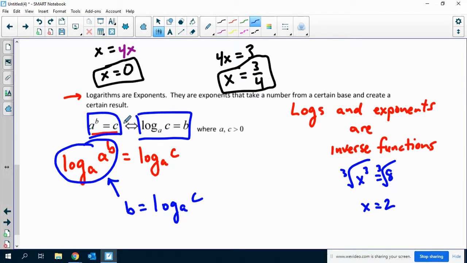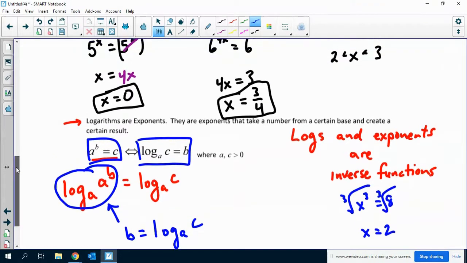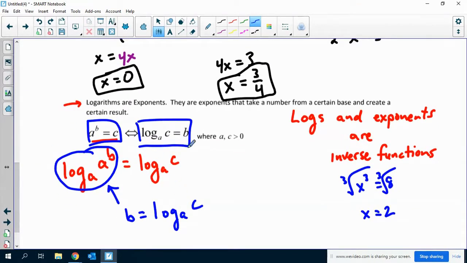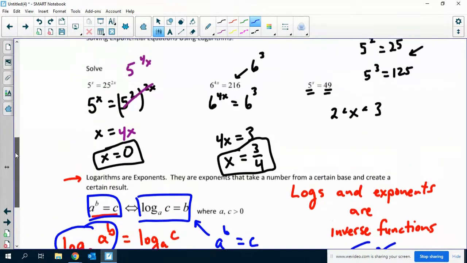So these aren't equivalent in terms of them being the exact same thing, but these two things are true at the same time. So what that means is if I have a to the b equals c, that means log base a of c equals b. And so I can just kind of rewrite these things in that way. Likewise, if I see a log function, I can rewrite this as a to the b equals c. So that works in a lot of different ways.